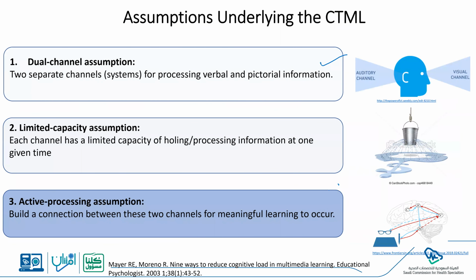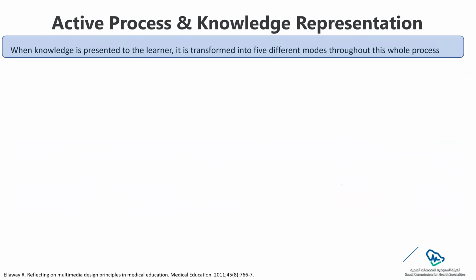I'm going to go now to what the active processing assumption means. Active process assumption means that when new information is presented to the learner, it has to be transformed in the information processing system, the one that I showed you. And it usually has to be transferred into 5 different modes or modalities in the whole process for you to understand it.